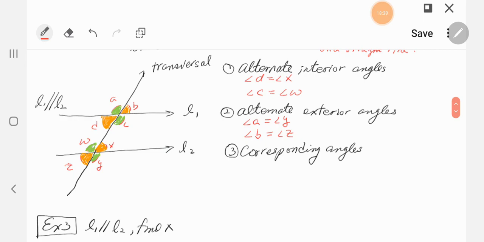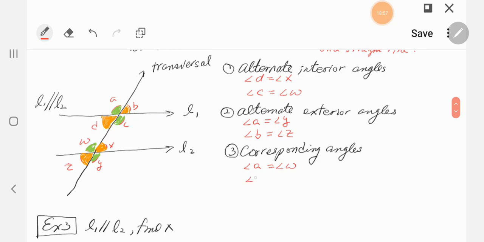Okay, the third one is corresponding angles. Corresponding angles are these are the same angles, actually, same angles, and on the same side. Same angles on the same side. So angle A is on the left hand side and the same location, which is W, right? W. So upper left corner. So A and W are the corresponding angles.